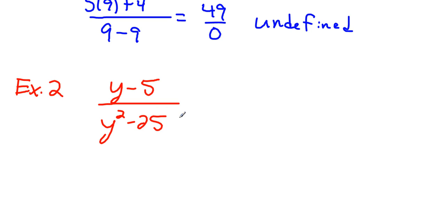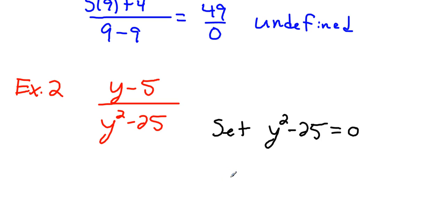And again, as long as they're asking just for restrictions, you really don't care what's in the numerator. All you're worried about is what's in the denominator. So for this part of it, to find the excluded values, you're just going to set y squared minus 25 equal to 0.